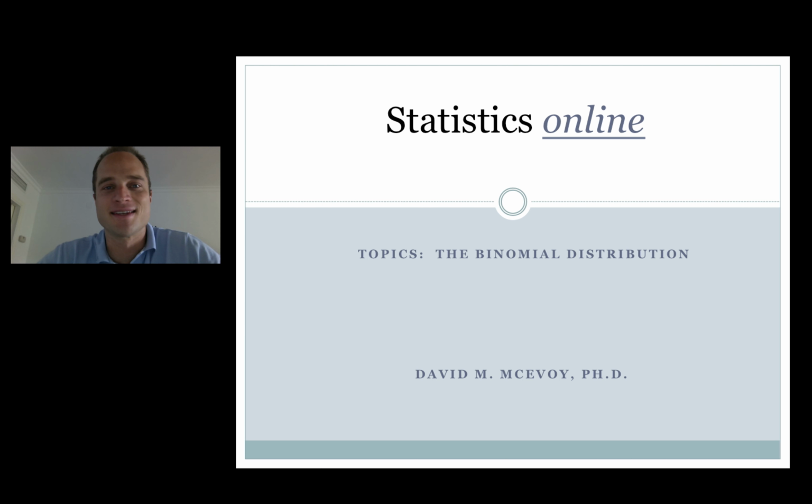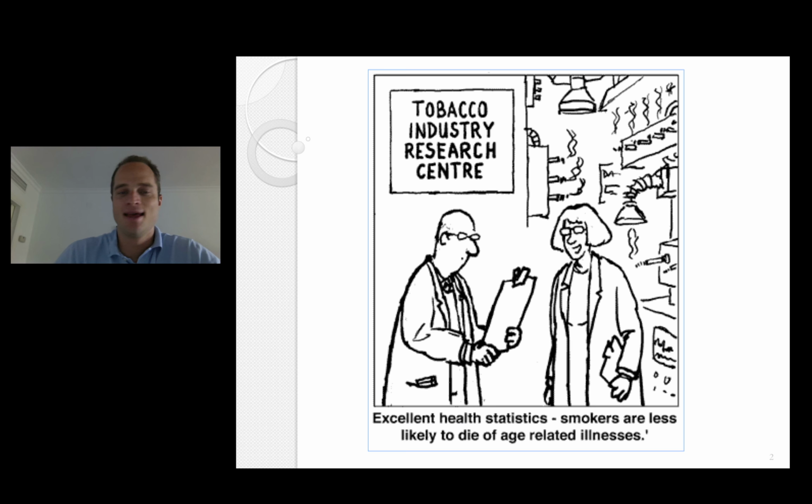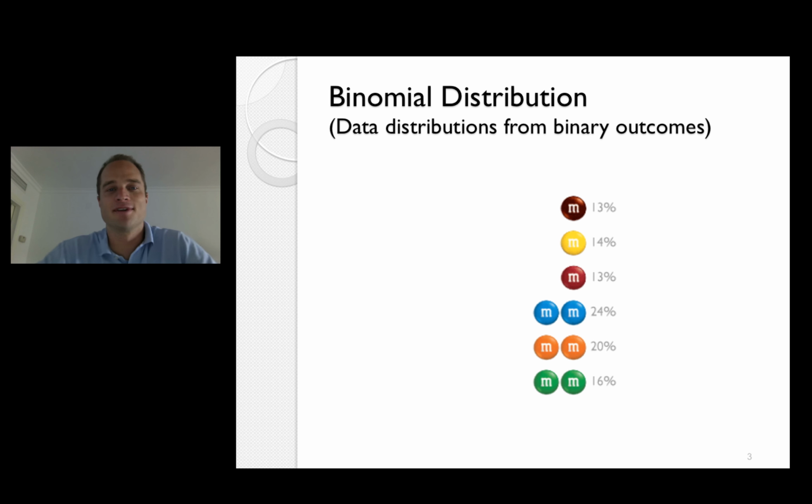And we're back with more statistics online. And today the topic is the binomial distribution. The binomial distribution is a name we give for a distribution of data that results from binary outcomes.